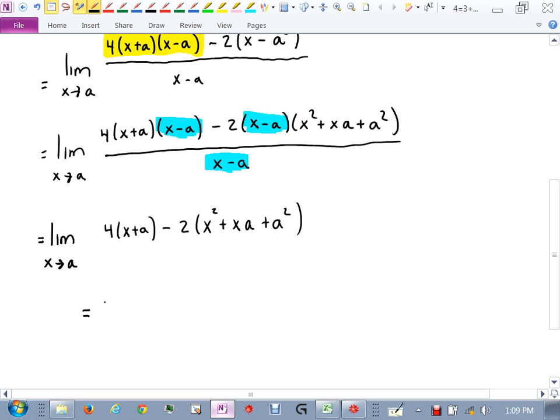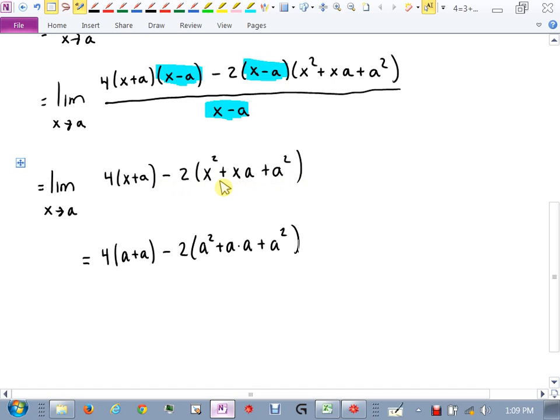So this becomes, that's what would happen if all my x's become a's. So I get 2a here times 4, that's 8a. And then over here, this is a squared plus a squared again, plus a squared again. That's 3a squareds. Then times negative 2. So minus 6a squared.